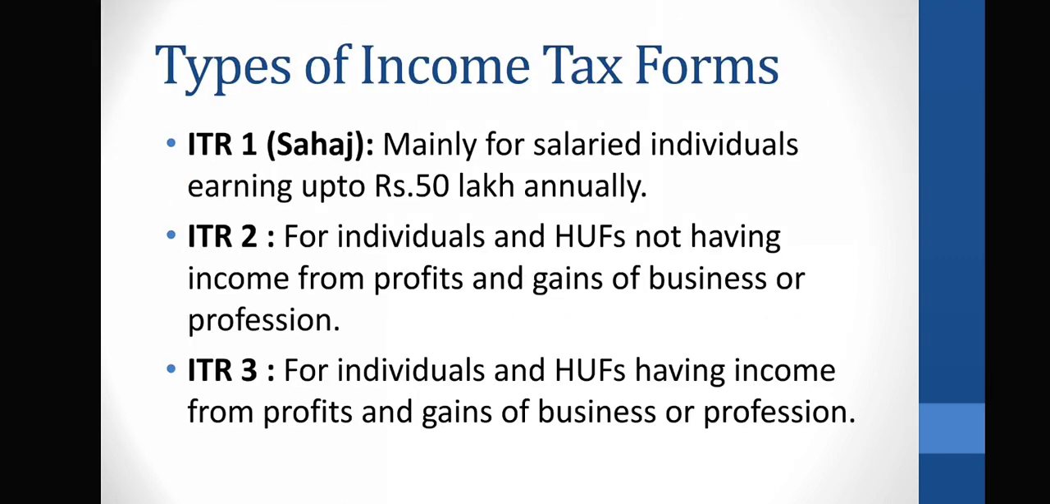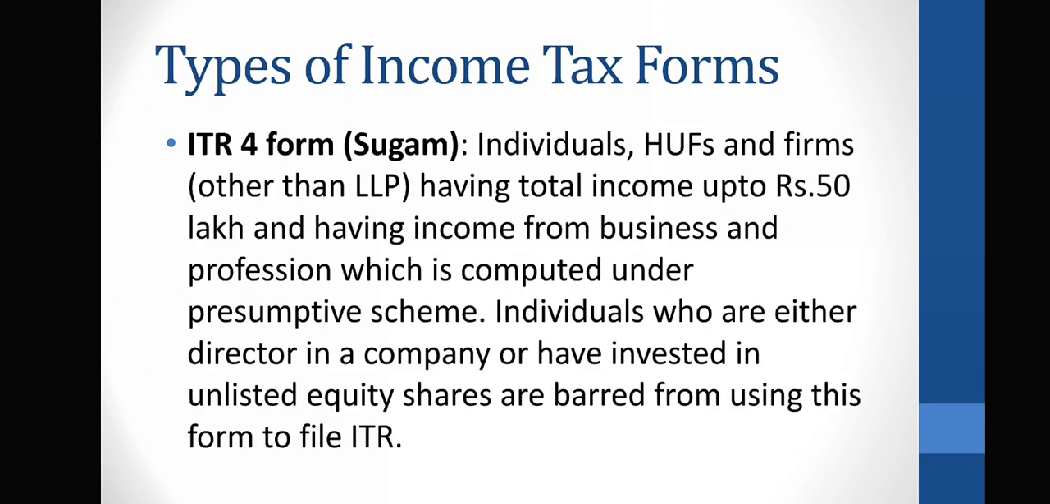The types of income tax return forms. First one is ITR 1, also referred to as Sahaj. It is mainly for salaried individuals earning up to Rs 50 lakh annually. Second is ITR 2. This is for individuals and HUF not having income from profits and gains of business or profession. Third one is ITR 3. It is for individuals and HUF having income from profit and gains of business or profession.